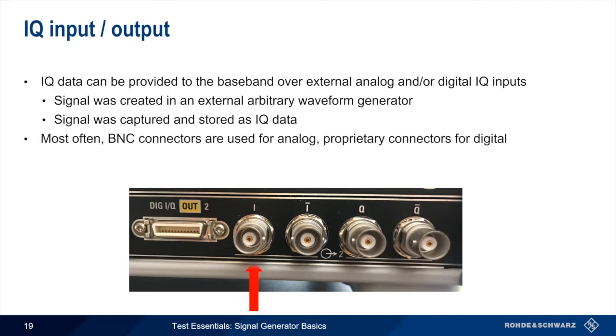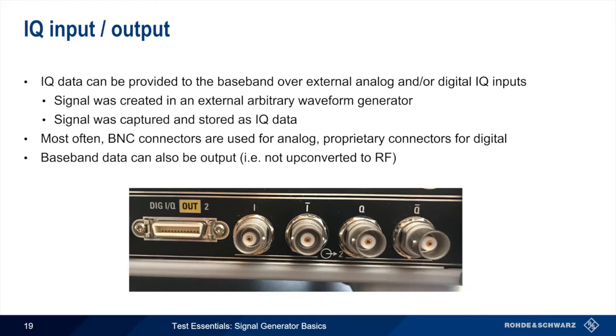Most often, BNC connectors are used for analog IQ data, and proprietary connectors are used for digital IQ data. And although most vector signal generators are intended to produce RF signals, many can also output their basebands as IQ data using these same connectors.